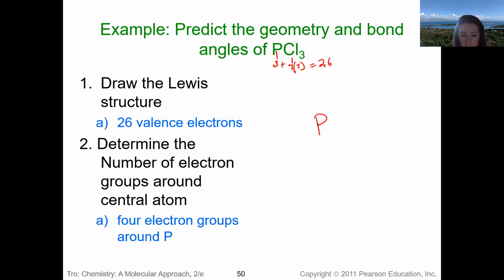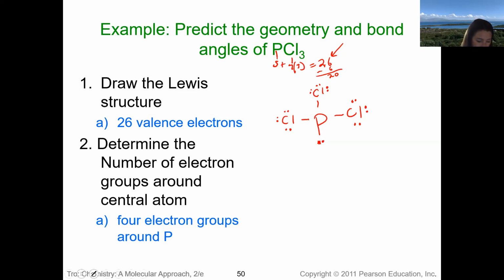So then we put P in the middle, and we put it as symmetrically as we can. So 3 Cls. Again, just because we draw it this way doesn't mean this is what the actual shape is, right? So we've used 6. That means we have 20 left. 2, 4, 6, 8, 10, 12, 14, 16, 18, 20. Then we check, do we still have 26?